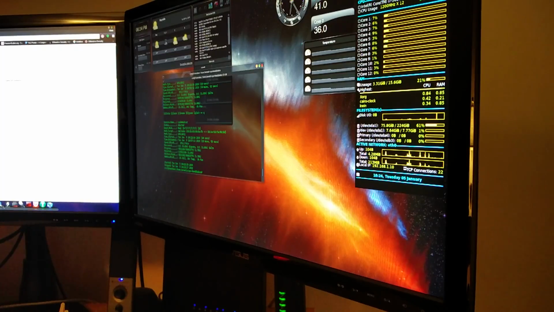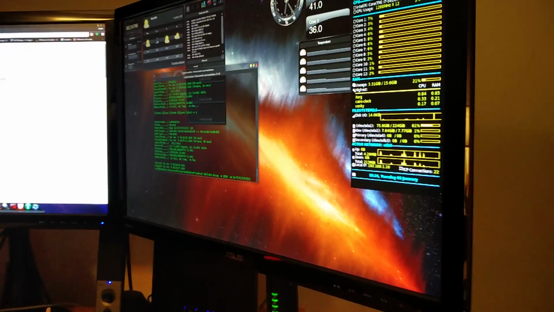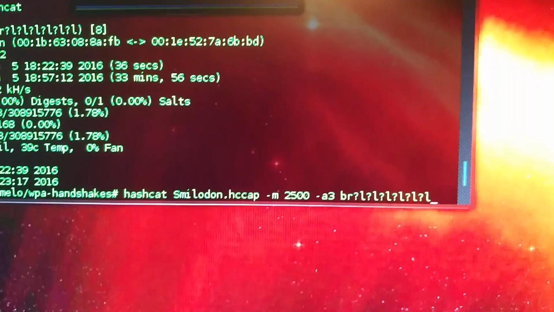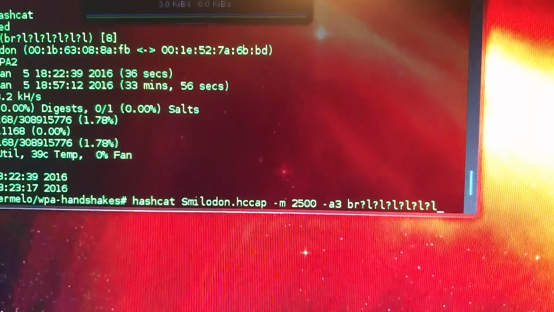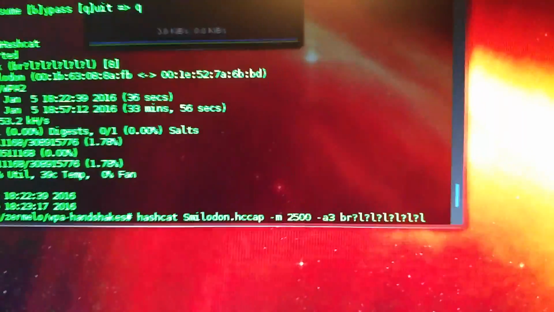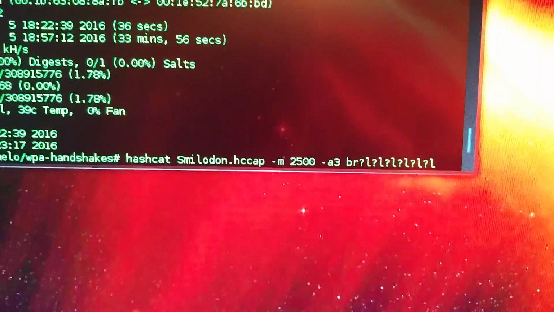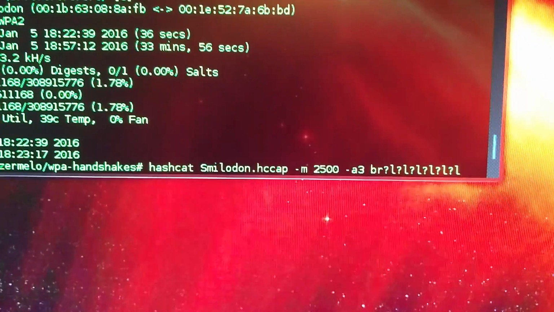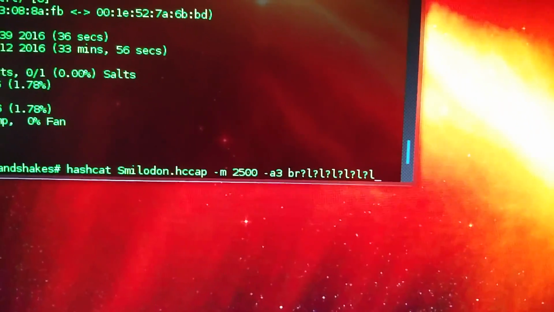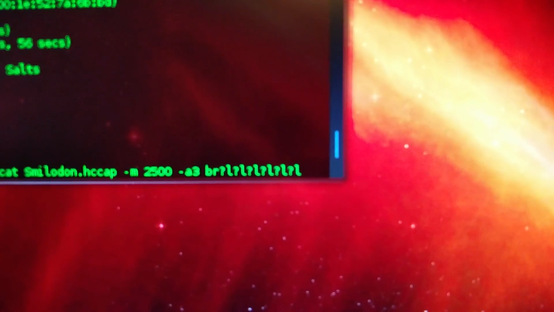Alright, so here's the command to run it, if you can see it. I'll zoom in, it doesn't really matter. So we're using WPA passwords here. The network ID here is Smil-Adon. There's a special hashcat format that it's in, which is .hccap. Okay, the parameters: the m is the type of algorithm that we're specifying. -a means it's brute force, and what you see over here is what's called a mask.